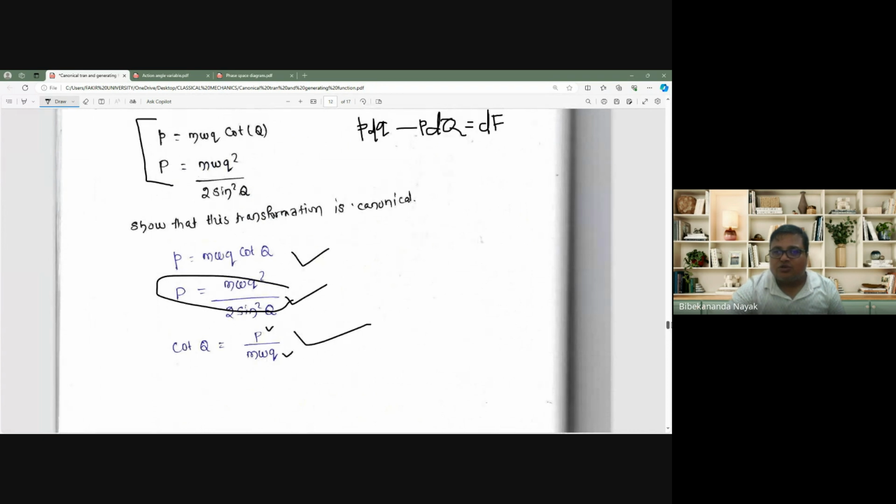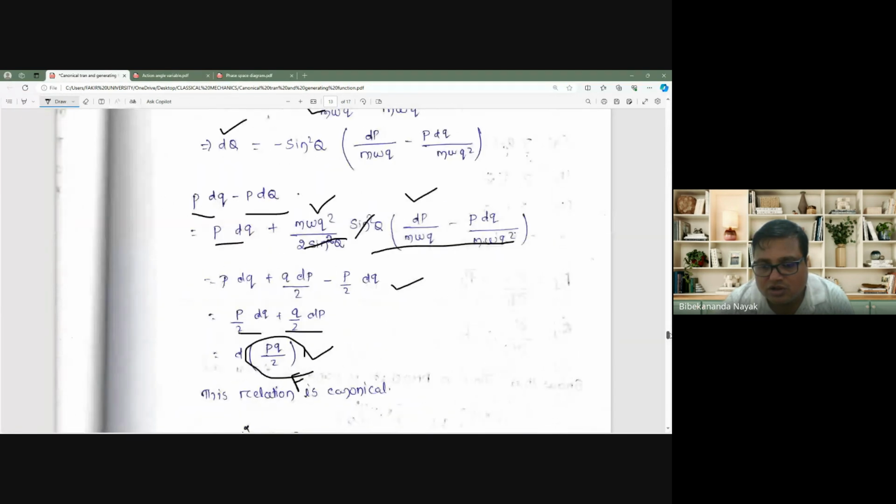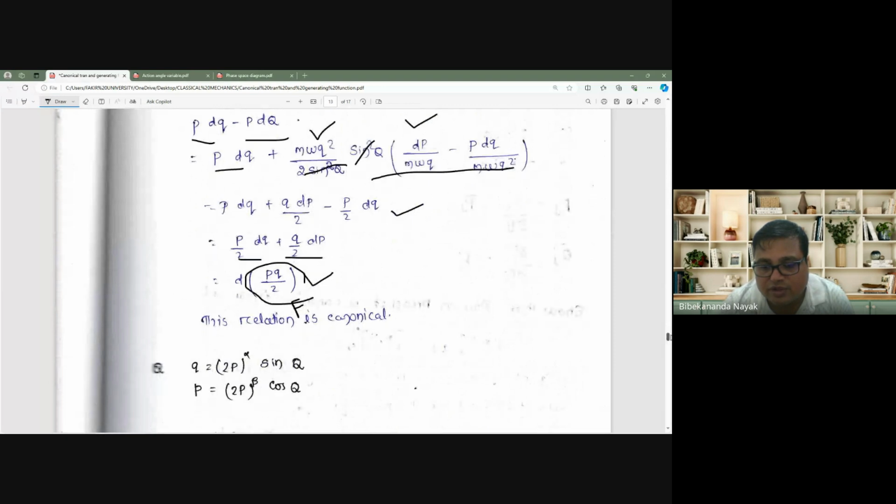So when this kind of function is given, a particular trigonometric function, it is very difficult to check using the Poisson bracket. So we follow this perfect differential case, and we have to show that the difference between small p dq and capital P dQ is a perfect differential. Clear, or any problem? Hello?